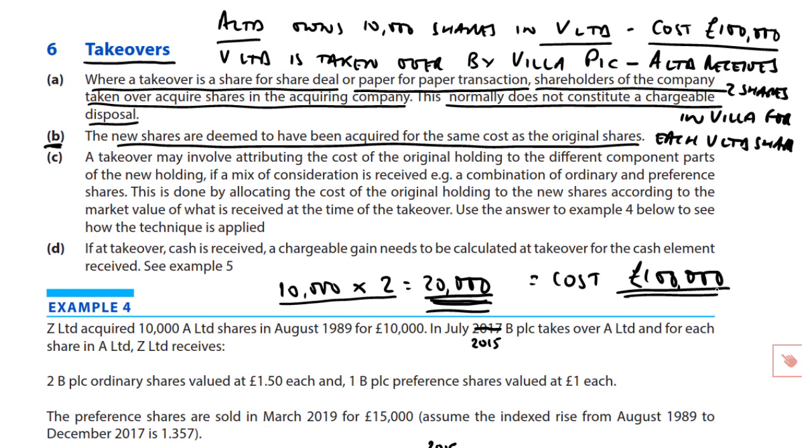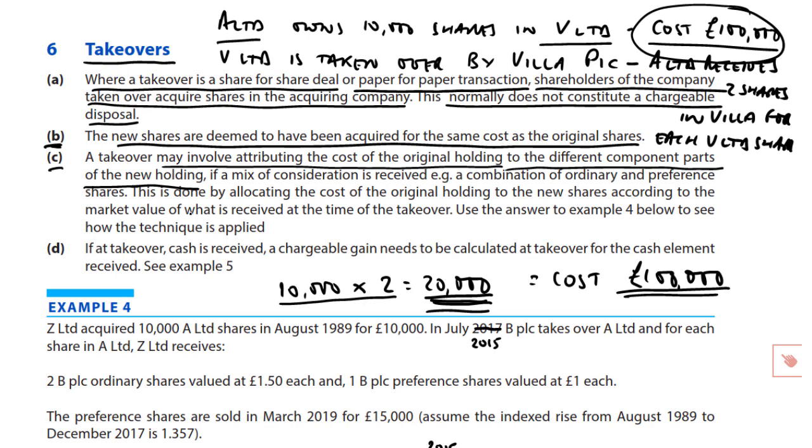Now, what normally happens is that the terms of the takeover are a little bit more interesting than the example I have just given you there. And that's what we see now in Part C of this note, that a takeover may involve attributing the cost of the original holding, in our example, that was £100,000, to different component parts of the new holding. Because what we might get is a mix of consideration.